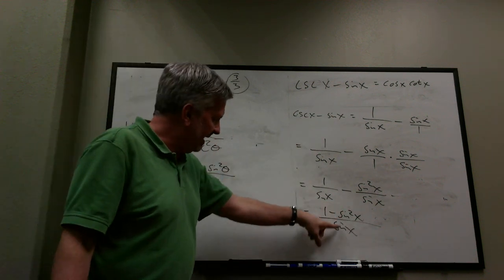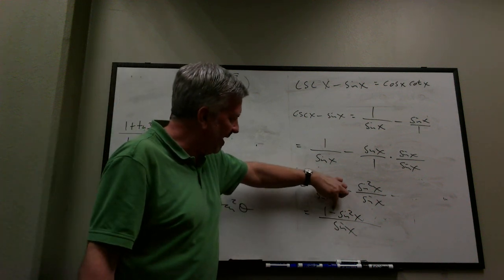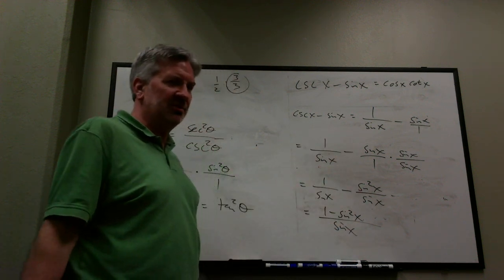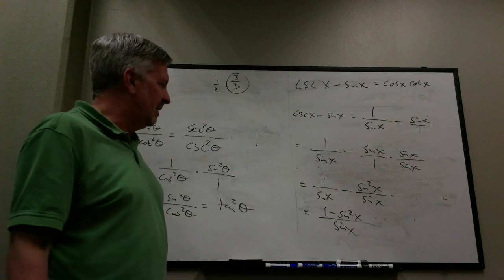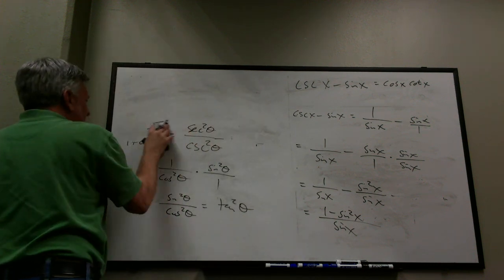Can we cancel the sines? It'd be nice if we could, but you cannot. You're subtracting. It's not something times something divided by sine. It's 1 minus sine squared. It's a subtraction. You cannot cancel. Well, what could you do with that? Well, do you have an idea?